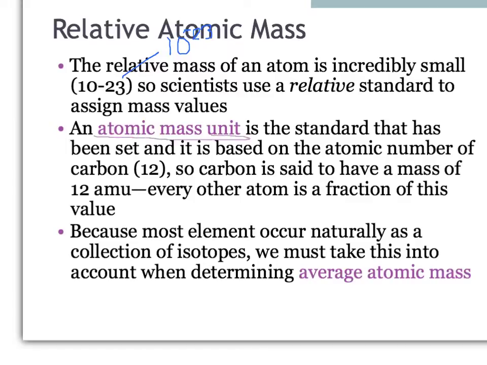And the unit for this new standard is called the atomic mass unit, or often we just say the AMU. Arbitrarily, the scientists decided that this unit would be set based on carbon. So they said, because carbon has an atomic number of 12, it has 12 protons, we're going to say that carbon has a relative mass of 12 AMUs. So the atomic number in this case is the same as the atomic mass unit for this atom.